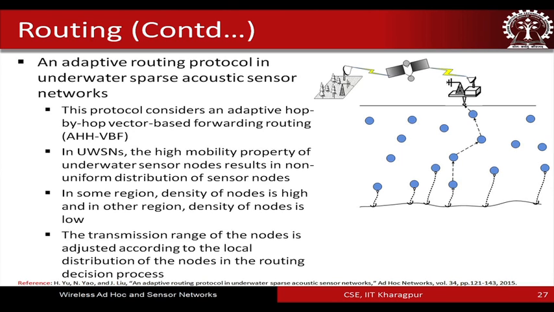A protocol called AHHVBF, whose full form is Adaptive Routing Protocol for Underwater Sparse Sensor Networks, was proposed. It is a vector based routing protocol. In these environments there is high mobility of underwater sensor nodes, which results in non-uniform distribution of these nodes. In some regions the density of the nodes is high, and in other regions the density of the nodes is low. Consequently, the transmission range of the nodes is adjusted according to the local distribution of the nodes in the routing decision process.